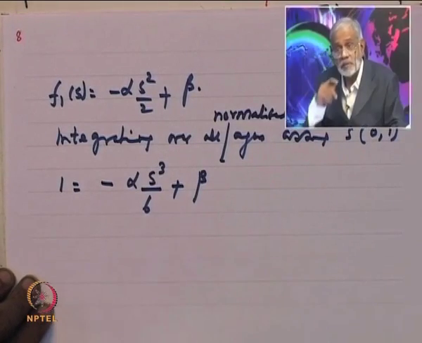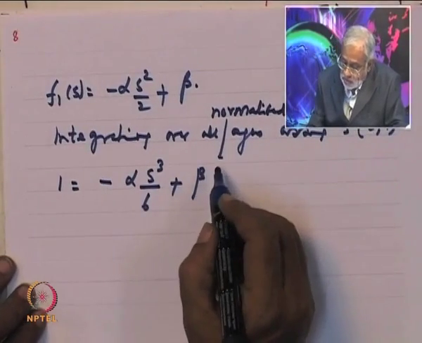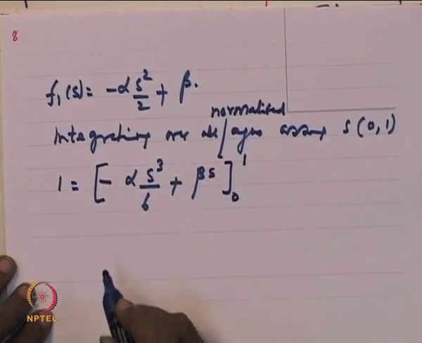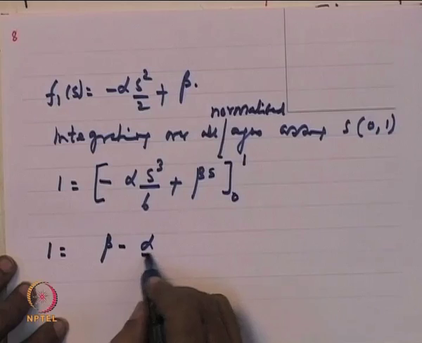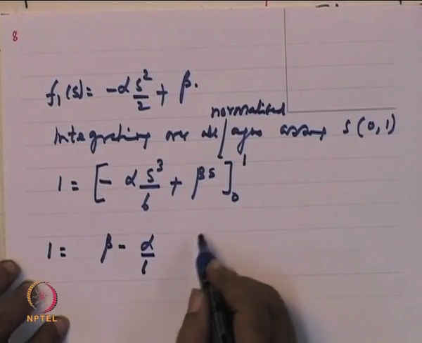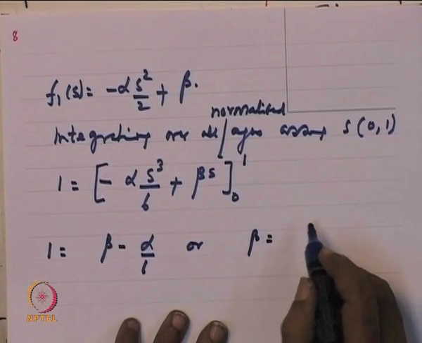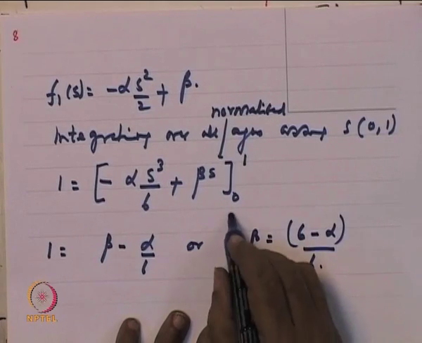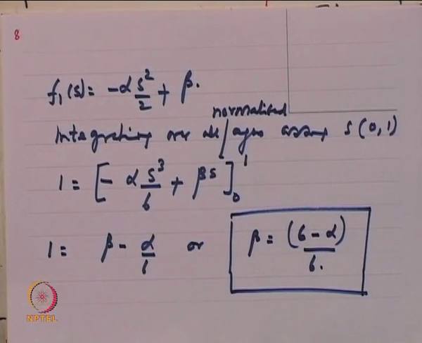This is all right. Okay. Beta S, going from 0 to 1. So, this becomes 1 equal to beta minus alpha by 6. Or we get beta equal to 1 plus alpha by 6. So, this is the kind of relationship that exists between alpha and beta.